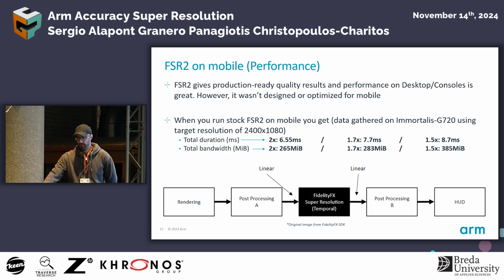Running FSR2 on a recent Immortalis G720 device with a target resolution of 2400 by 1080, the total duration of the upscaling can vary from 6.5 to 8.7 milliseconds per frame, which is quite a lot. Similar story for bandwidth, which ranges from 256 to 385 megabytes per frame. Again, it's a little bit high. As you mentioned earlier, we were happy with the quality FSR2 gives us, but the performance is not quite there, at least for our devices. And in the following sections, we'll go through the process of optimizing FSR2.